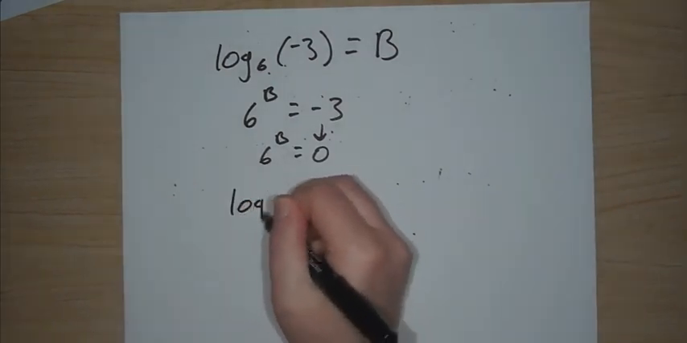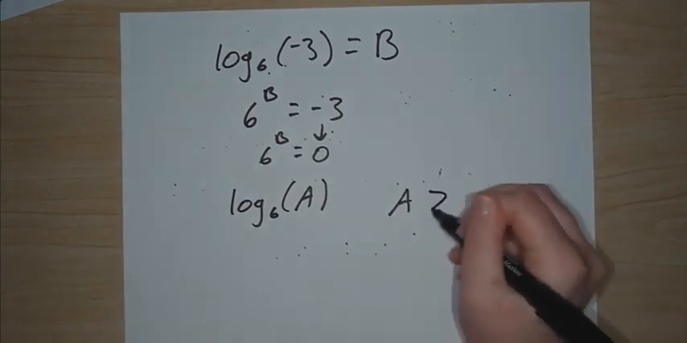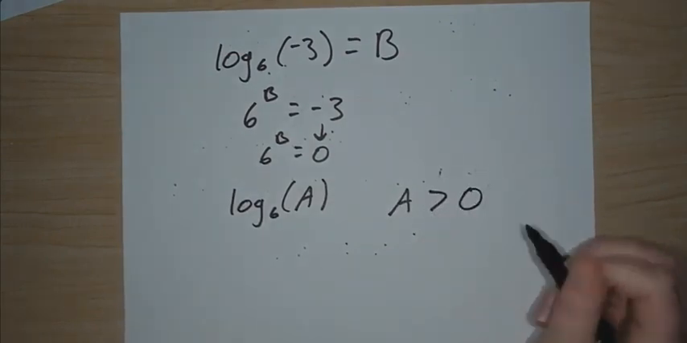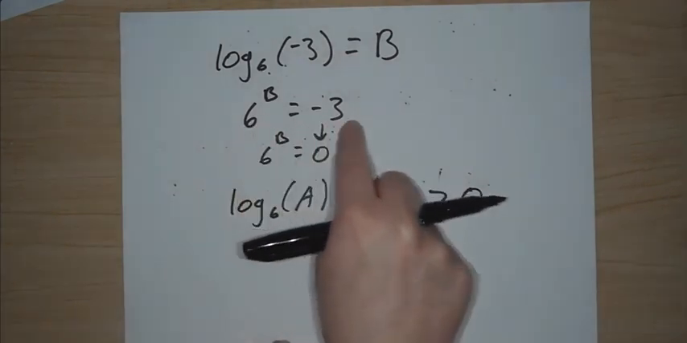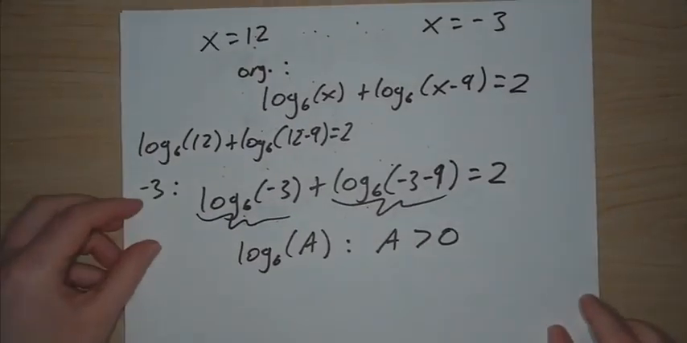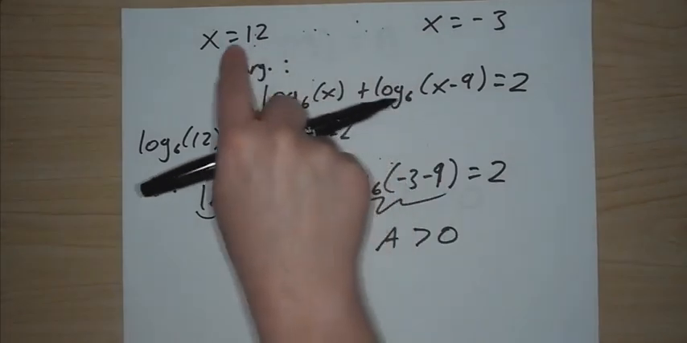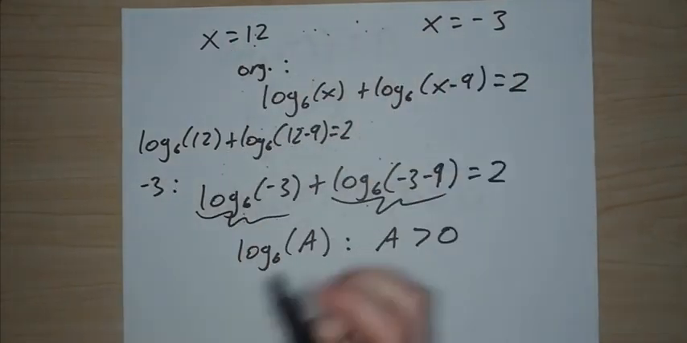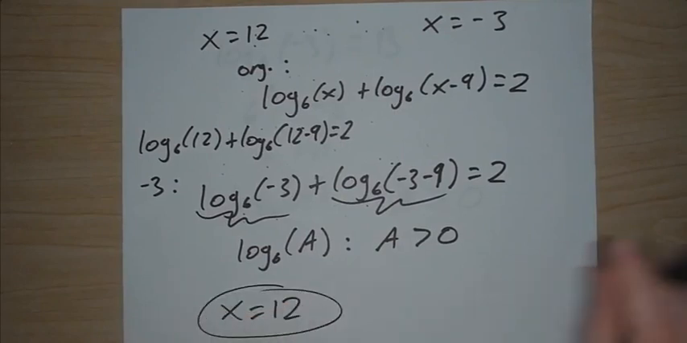So any logarithm of some number a has to be greater than 0. It cannot be negative, it cannot be equal to 0, simply because it's an impossible situation. So, because of that, we had x equals 12 and x equals negative 3. Our only solution is x equals 12. We cannot have x equals negative 3 as a solution.